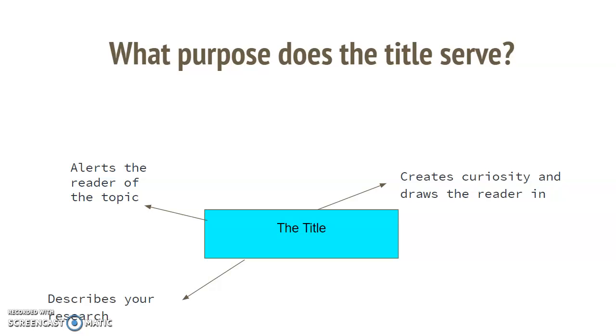The title within a research paper serves an important role as it alerts the reader to the topic being discussed. In addition, it creates curiosity and draws the reader in with the use of, sometimes, a question, as was done in the case of Letitia Forey's research paper, where she posed customer satisfaction, a key to survival for SMEs.